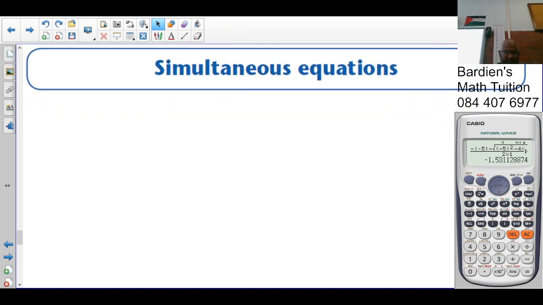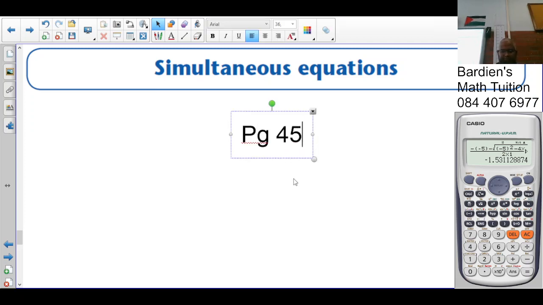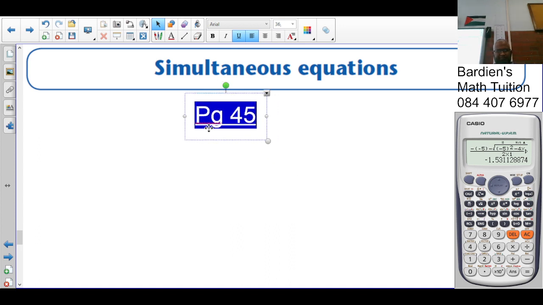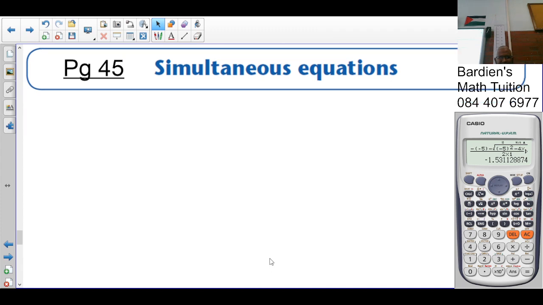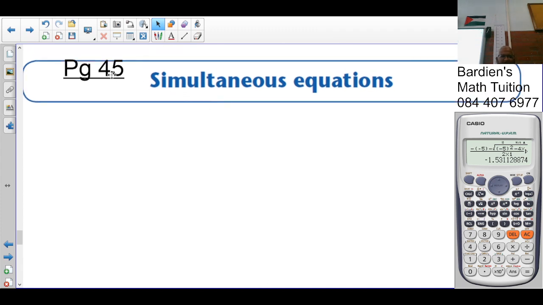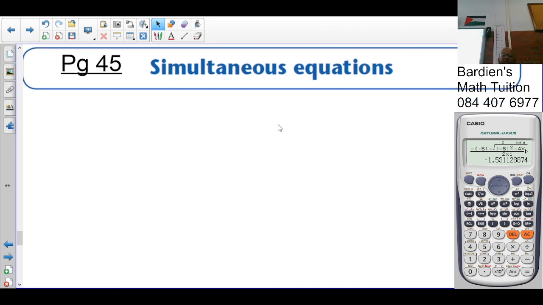I'm reading on page 45, okay? Now, simultaneous equations, we have dealt with this before, not so? Last year you dealt with simultaneous equations and you wrote the exam on this as well. It was in quite a few papers after it was introduced, okay? So let's read what they got in grade 11.